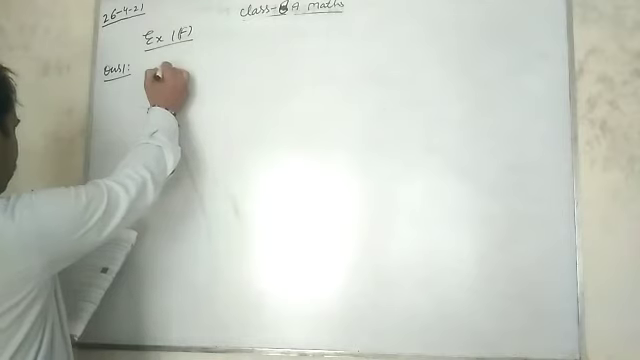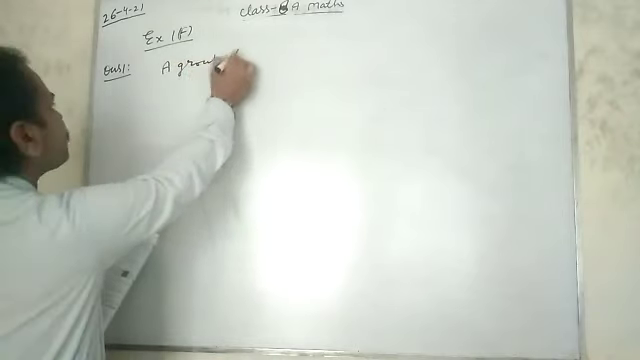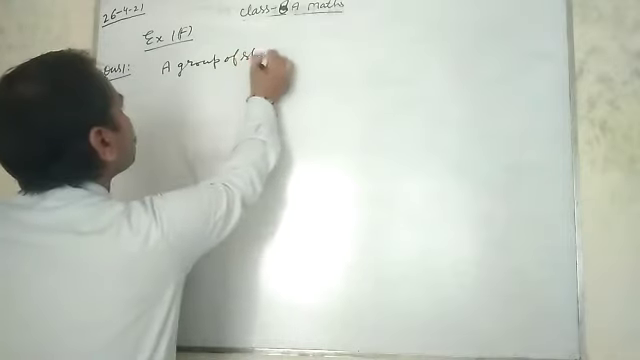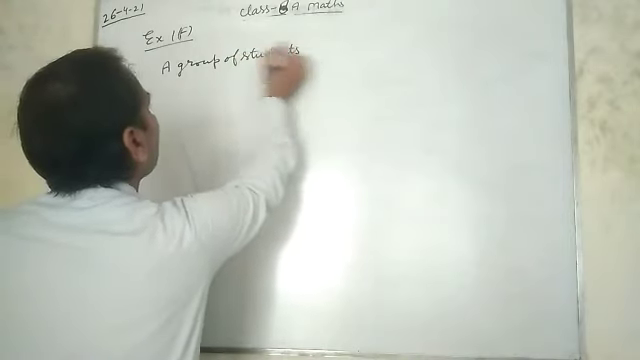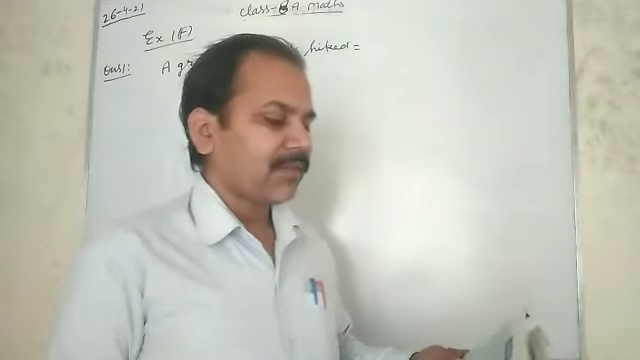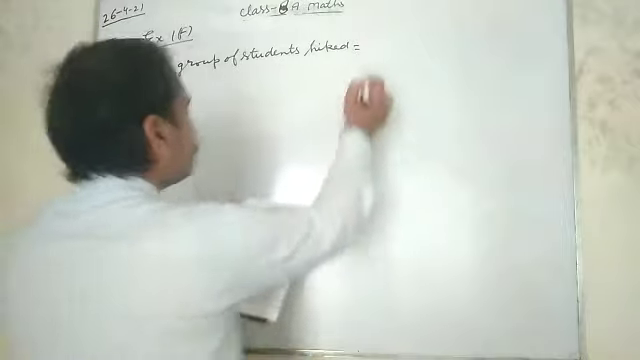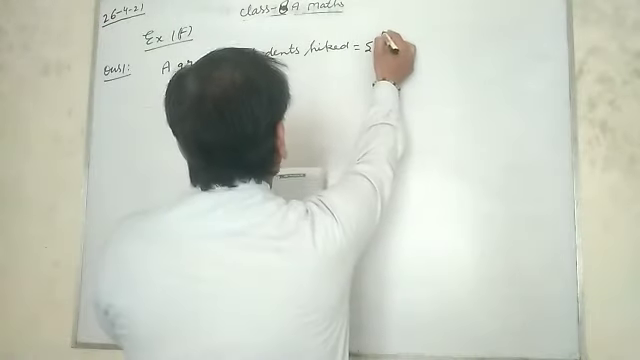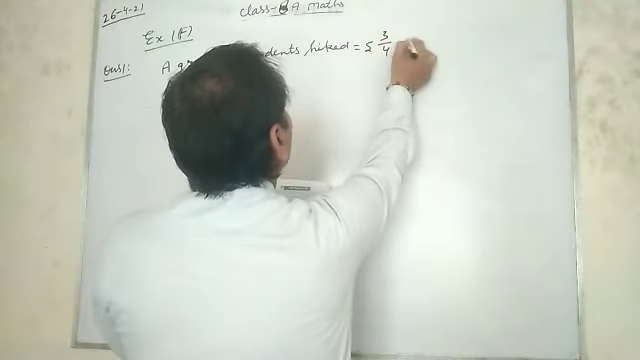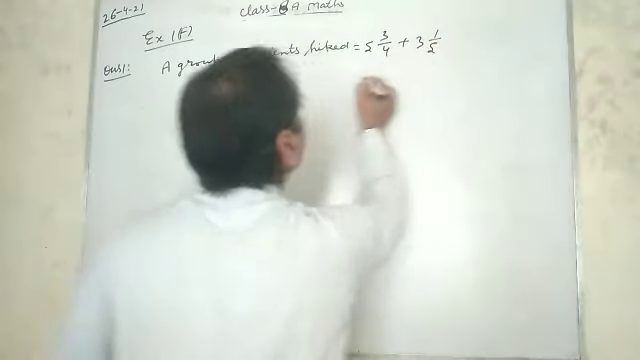So a group of students hiked. So first 5 3 by 4 kilometer and after that another 3 1 by 5 kilometer. So add these two distances. So 5 3 by 4 plus 3 1 by 5.